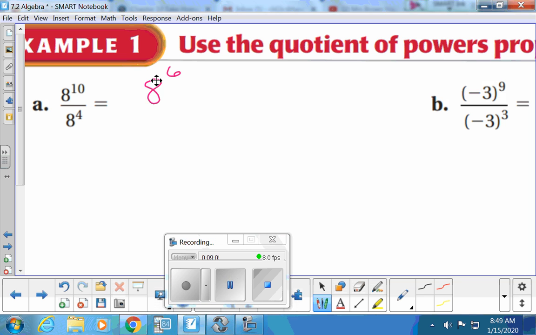I know it's so tempting to think 8 divided by 8 is 1, but 8 is acting as the base. So take the base, leave the base the same, subtract the powers. Well, couldn't it be like 1 and 6? The problem is, the 8's not acting as a coefficient, the 8 is acting as the base, so you leave it an 8. Because here's what's happening. Let me show you visually what's happening. You have 10 8s on top.